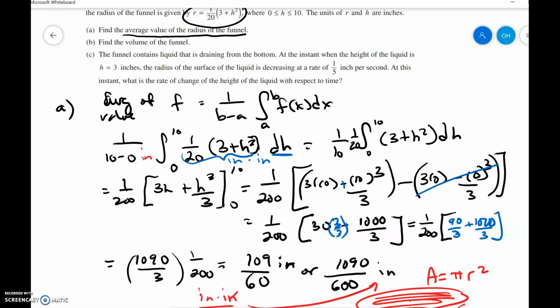So what are they asking? Well, basically, what is this? This is dr dt, and since it's decreasing, it's negative 1/5. It's not letting me write. Okay, and what are they asking for? They're asking for us to evaluate dh dt when h is equal to 3. Okay, so that's essentially what's happening.